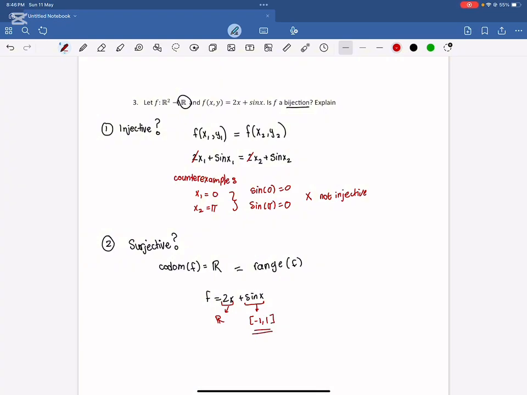So the range of the function is not equal to the codomain of the function. It's not all real numbers. Here it has a restriction from -1 to 1. Okay, so since they're not equal, it's not surjective. Okay, so since it's not injective and not surjective, it will not be bijective.